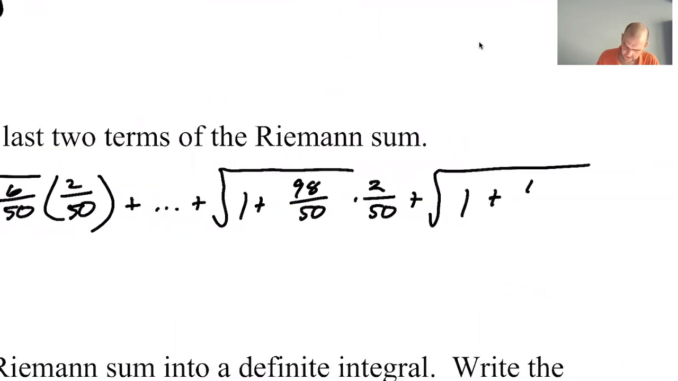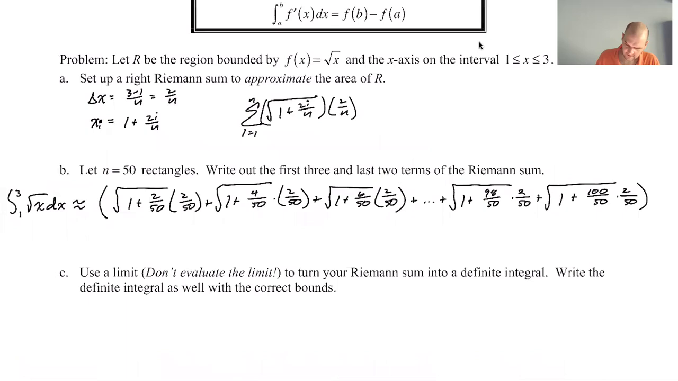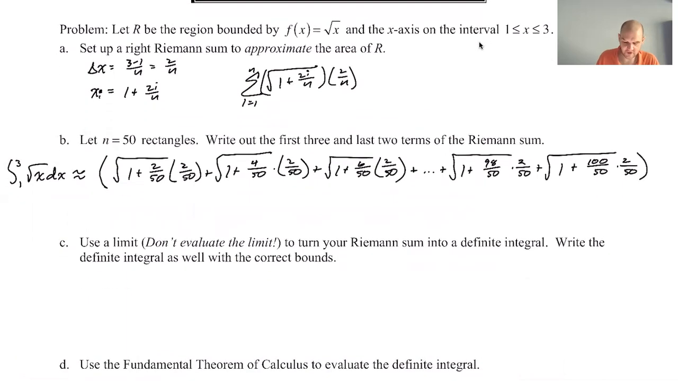1 plus 100 over 50 times 2 over 50. There you go. Okay, so it's definitely approximately that. Every time we're just doing base times height.